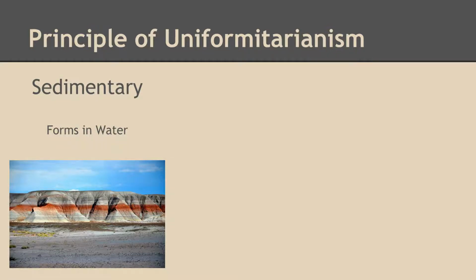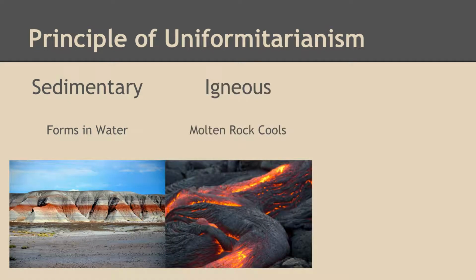Alright, next type of rock, igneous rocks. So igneous rocks always form from molten rock cooling. Whether it's magma below the surface or lava above the surface, anytime molten rock cools, you're going to create an igneous rock. So depending on the rate of cooling, you get all sorts of different types of rocks.